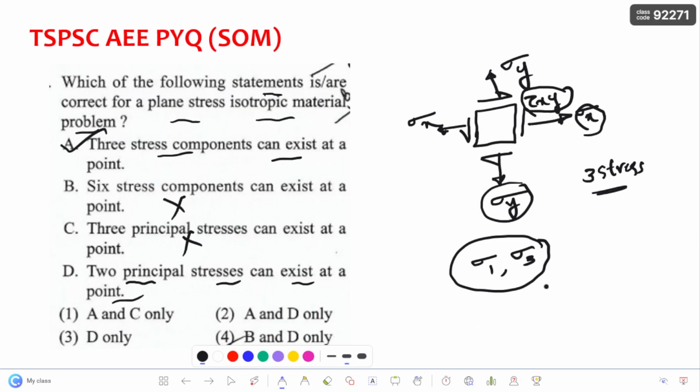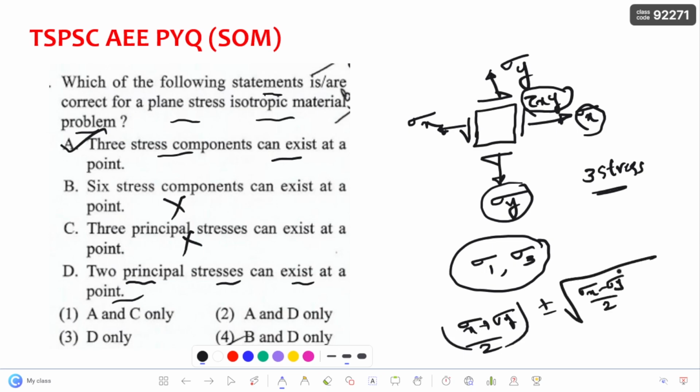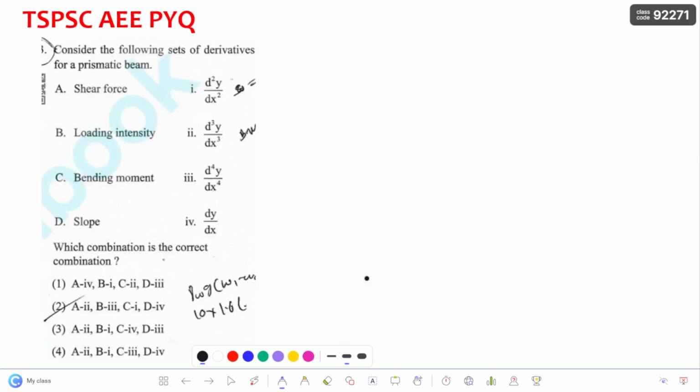If you see the formula for major and minor principal stress also, it is sigma x plus sigma y by 2 plus or minus root over (sigma x minus sigma y by 2) whole square plus tau xy square. Here sigma x, sigma y, tau xy, 3 components exist. So there is no chance for sigma 1 or sigma 3 to not exist. That means both will exist. So here you can see A and D are the correct options. A and D only, that is option B. Let's get into the second question.